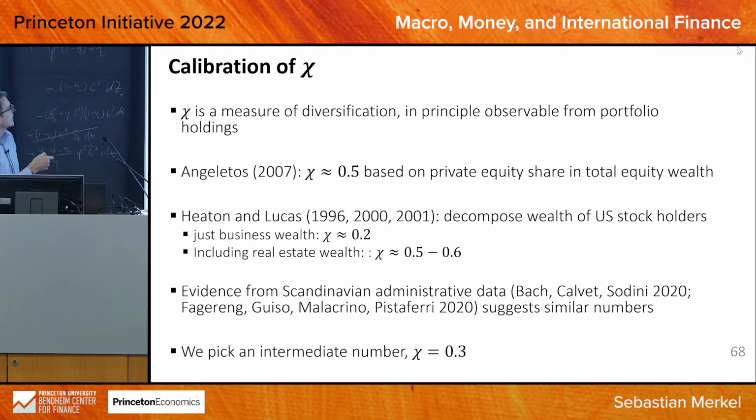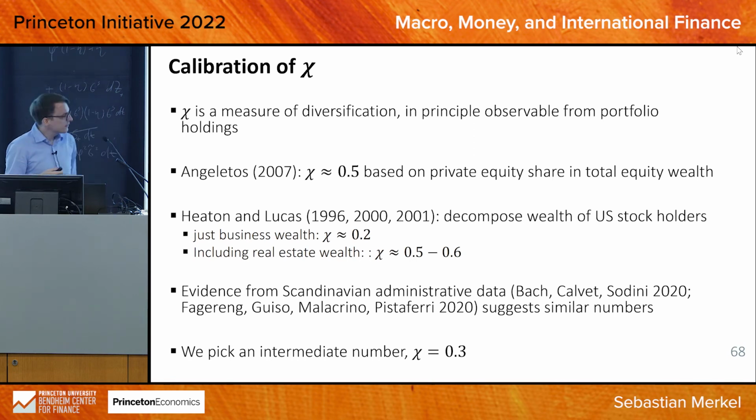So what next? Chi. Chi is the variable that measures how much residual idiosyncratic risk is left in these individual insider holdings. So how much is diversifiable and how much is left. That's a bit harder to calibrate, because how do you measure it? You could look at portfolios, and depending on what you're looking at, you can come to different numbers. There's this paper by Angeletos, who also looks at idiosyncratic capital returns.